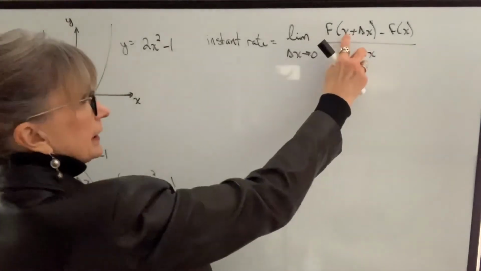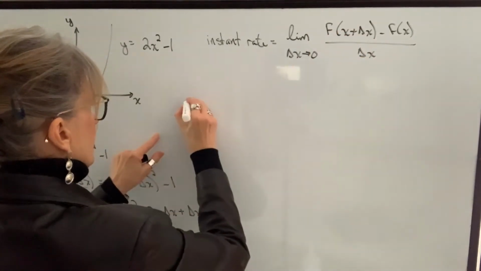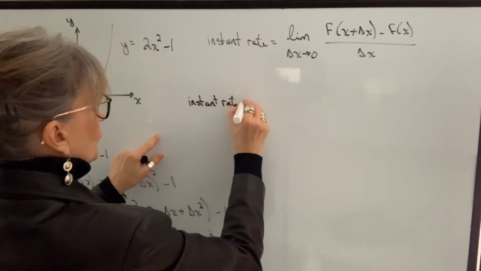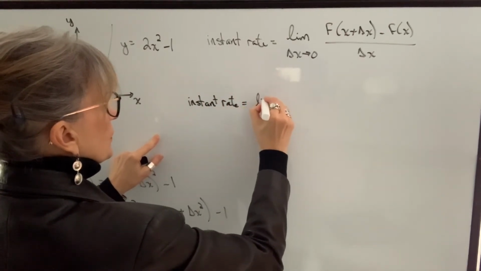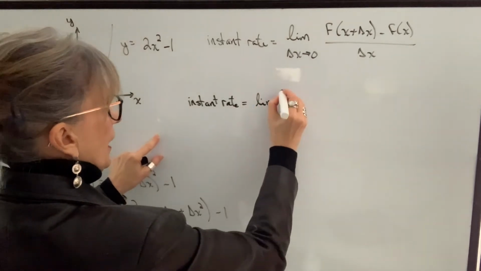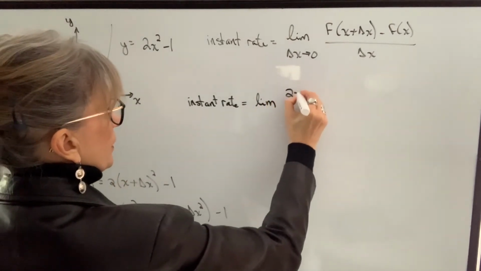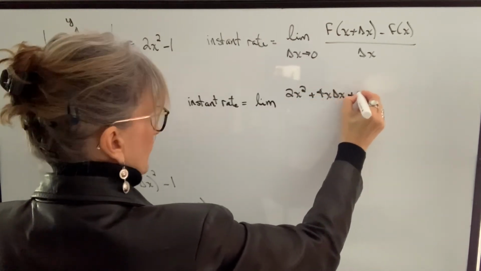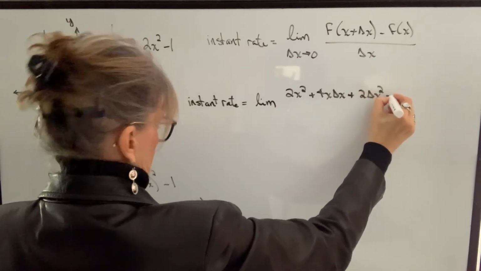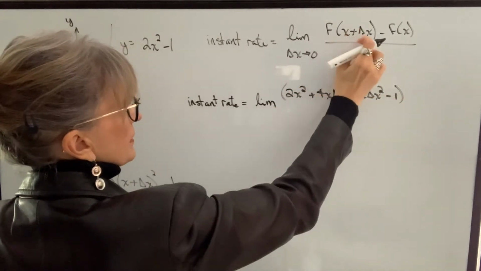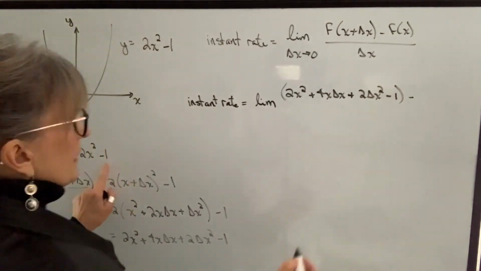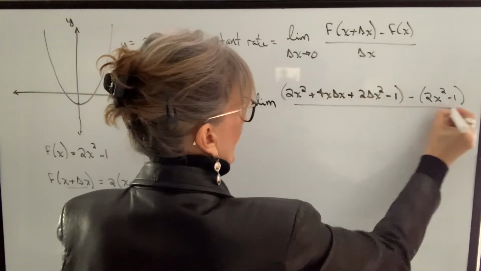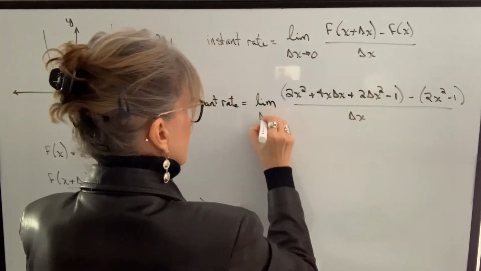I'm going to plug that in to this part. So my instantaneous rate of change will be equal to the limiting value of 2x squared plus 4x delta x plus 2 delta x squared minus 1. That's f of x plus delta x, minus f of x, which is 2x squared minus 1, all over delta x as delta x approaches 0.